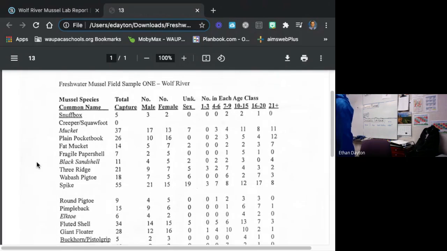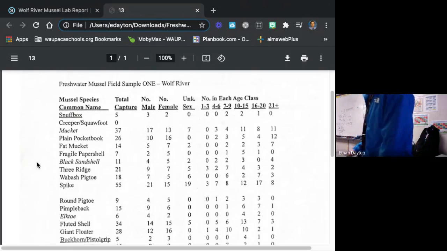So here are some cool names of mussel species. Yes, some of them are kind of goofy. Like the Wabash pigtail, the pimpleback, the fluted shell, the giant floater, buckhorn thistlegrip. There you go. We got the muckets, the fat mucket, fragile. All these are pretty funny names. What about the creeper? I think the buckhorn one's actually... Where's the creeper? Thank you. At the river town. Creeper, squawfoot. Now, I like creeper.